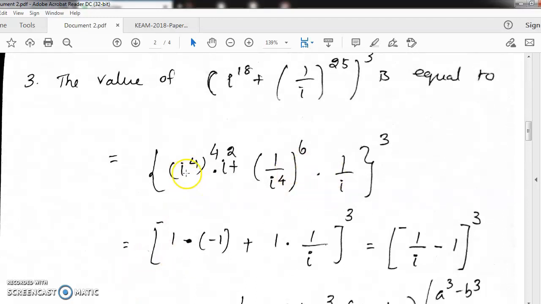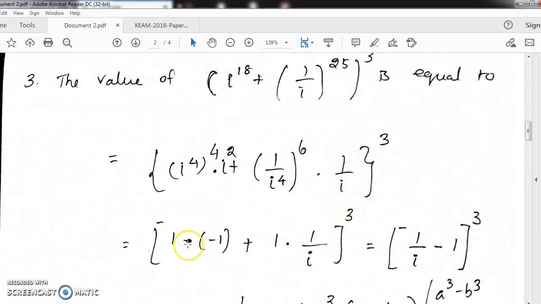Next, i raised to 4, you know, is 1. That will become equal to 1. So i square is nothing but minus 1. So multiply this: 1 divided by (i raised to 4) the whole raised to 6 into 1 divided by i. That will become equal to 1, because i raised to 4 is 1 and the whole raised to 6, an even number, will become equal to 1. Hence this part, 1 divided by i, will remain over there.